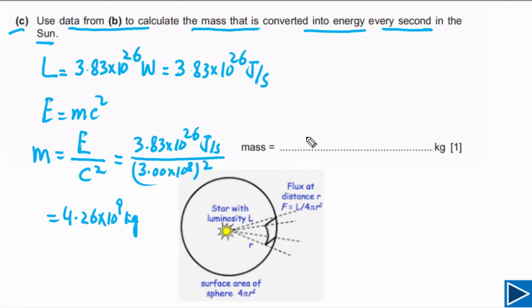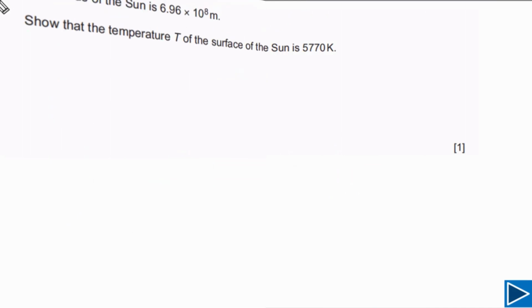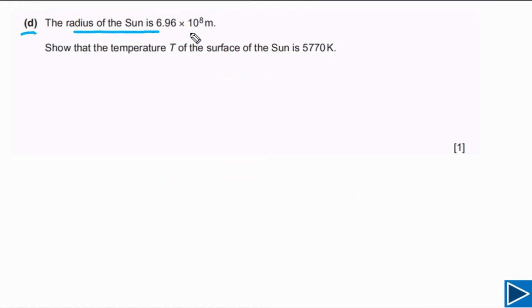So our final answer is 4.26 times 10 to 9 kg, kilograms. Our final answer has 3 SF because the given quantity has 3 SF, so you have to use 3 SF in this case. And this question has only 1 mark. If you got the right answer, you will get this mark. For the next part, the radius of the sun is given. That is equal to 6.96 times 10 to 8 meters.